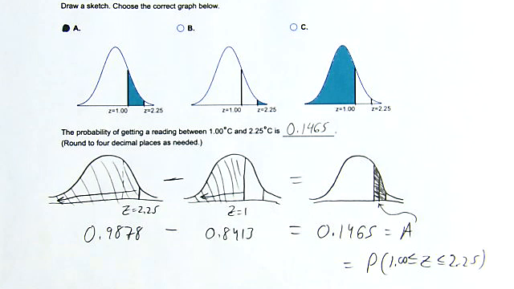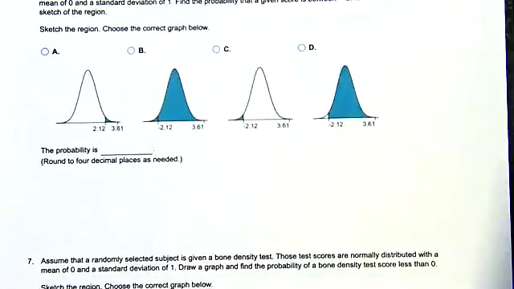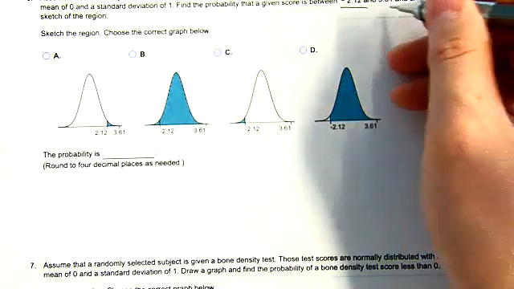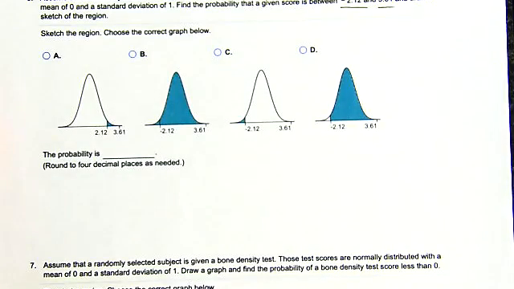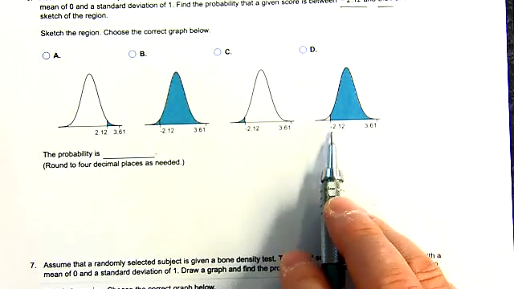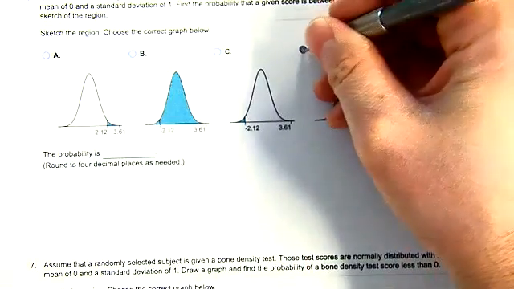Well, let's try just a few more for practice. So 6 is going to be pretty similar to this one. So again, we want to find a probability of the area being sandwiched between two numbers. In this one, the numbers are minus 2.12 and 3.61. So the correct drawing would be D. My shading is between minus 2.12 and 3.61.